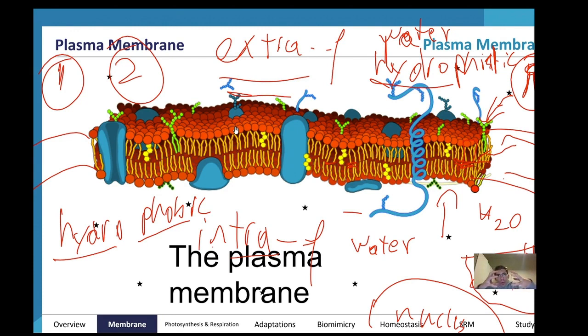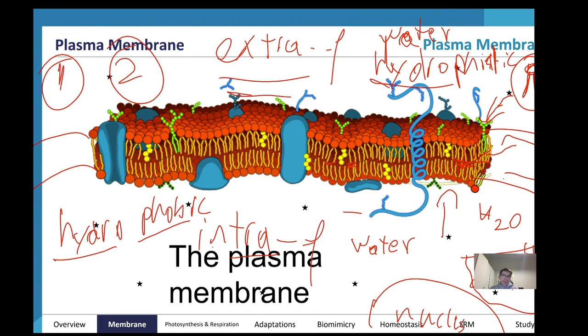So there are proteins embedded in the plasma membrane that carry out this function. They open up and close to allow molecules to go through the plasma membrane. And that's the function of a lot of the things that are embedded in the plasma membrane. A lot of these protein channels, carrier proteins, they aid in what we call facilitated diffusion or active transport. Now, facilitated diffusion and active transport are two different things. They're not the same, but proteins help with both of those functions.